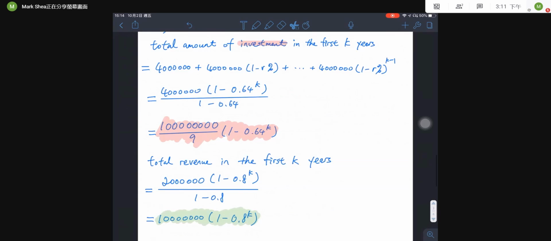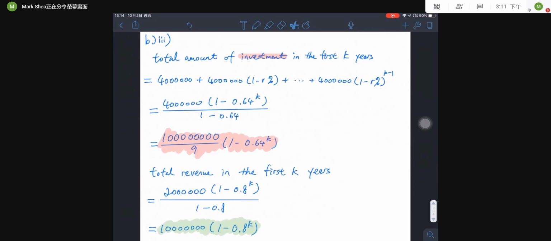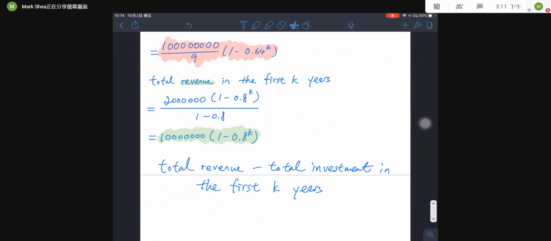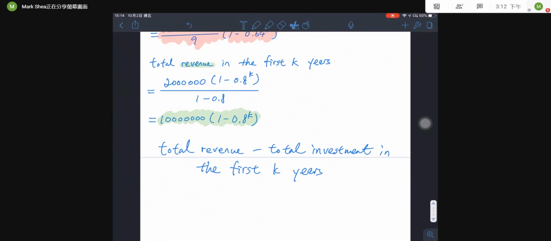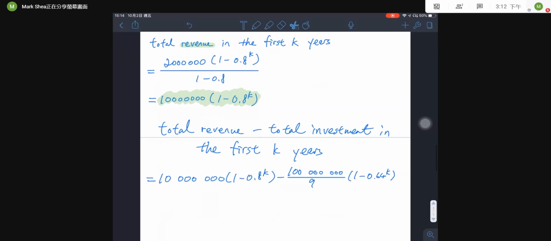Okay, the total revenue is the expression in green, and the total investment is the expression in red. So we need to do the subtraction between these two. The total revenue minus the total investment in the first K years will be given by the green expression minus the red expression. And please be careful about the zeros there. In the total revenue, there are 10 millions times the bracket. But in the total investment, it is 100 million over 9 times the bracket.